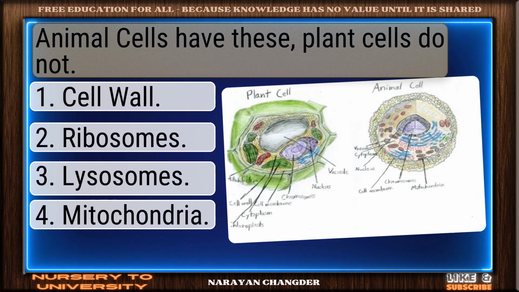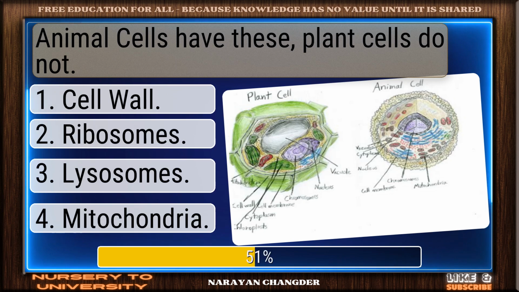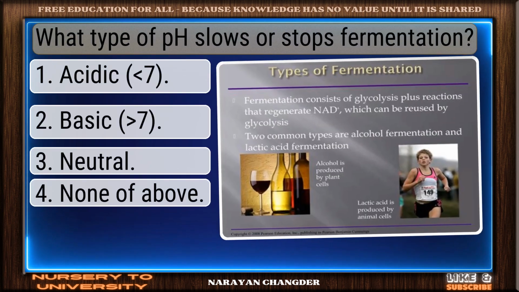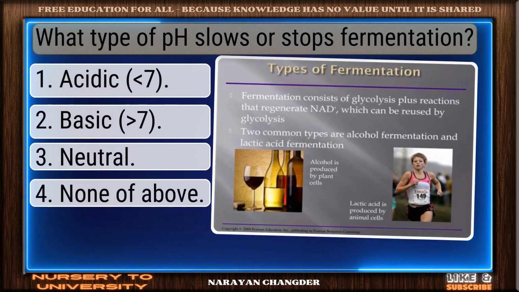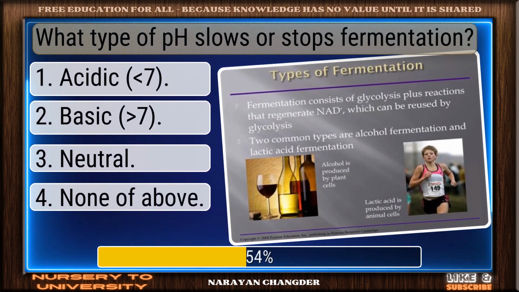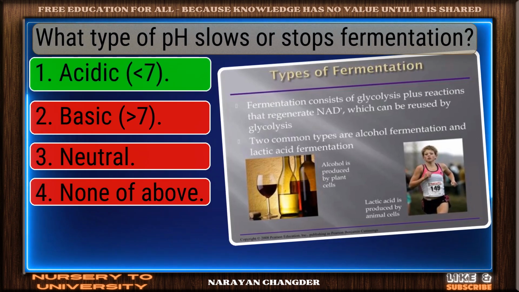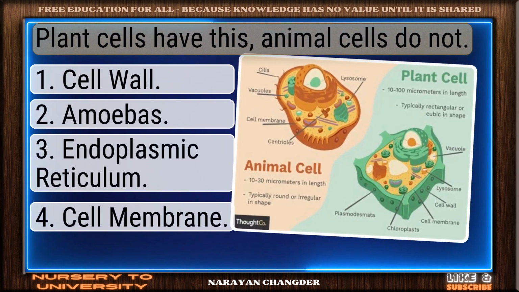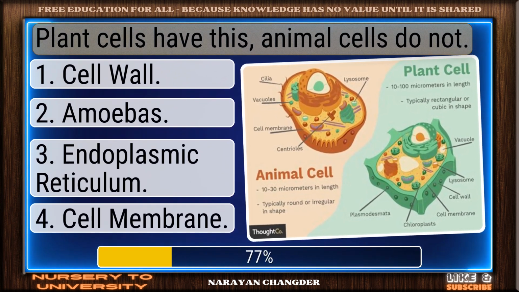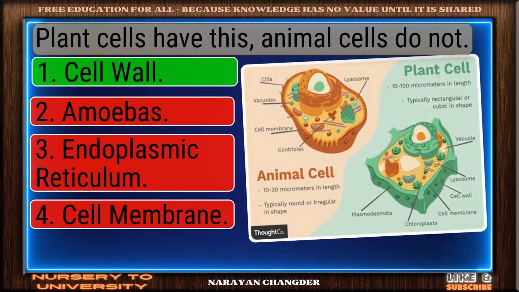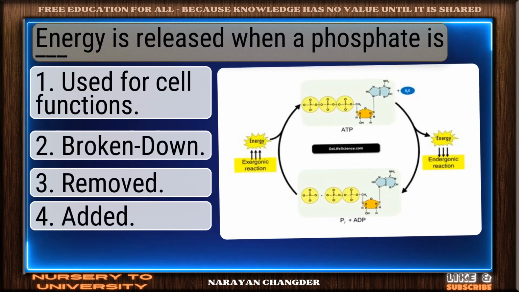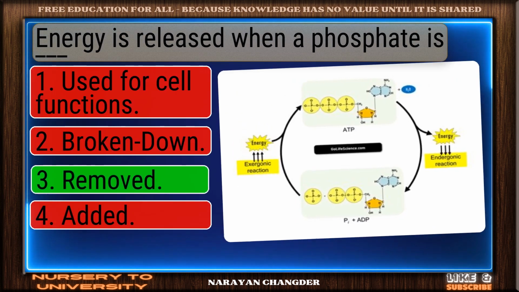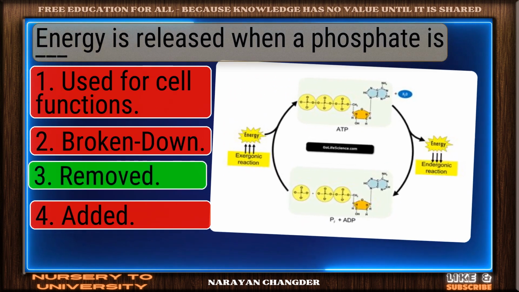Animal cells have these, plant cells do not. Great thinking. Lysosomes is the right choice. What type of pH slows or stops fermentation? Right choice. Acidic is the best answer. Plant cells have this, animal cells do not. Nicely done. Cell wall is a solid answer. Energy is released when a phosphate is dash. You're right. Removed is the correct answer.